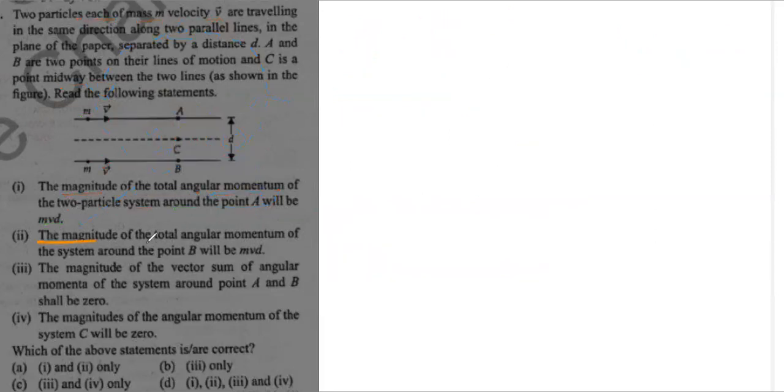So the magnitude of total angular momentum of the system around point B will also be MVD. You see, if you look carefully, point A and point B are fully symmetric. So whatever calculation I did for point A, exactly the same thing can be repeated for point B.